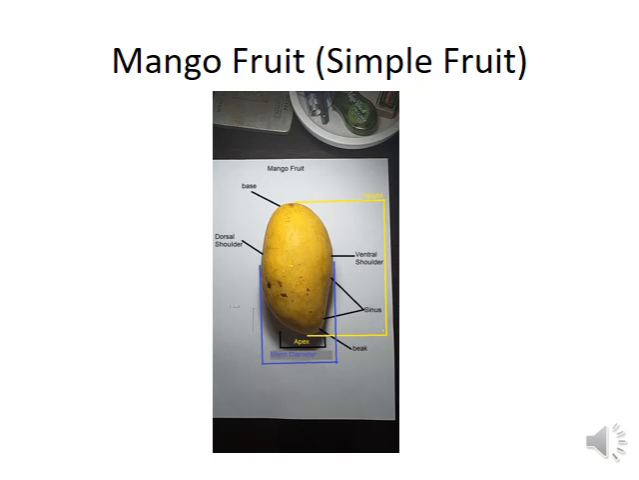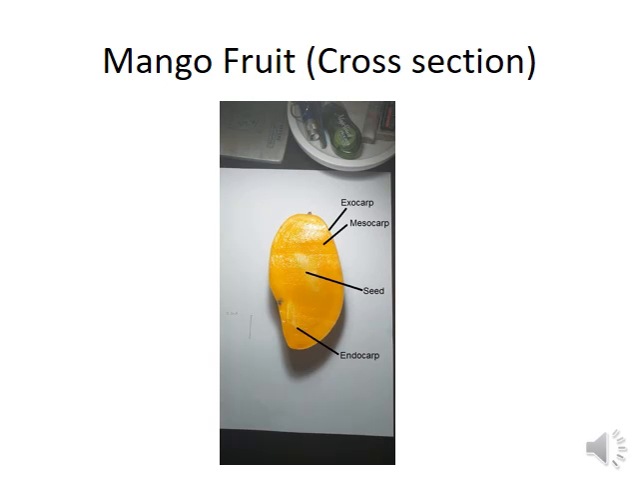So the mango fruit, it has a base, it has a height, it has a ventral and dorsal shoulder, it has a sinus leading to a beak, an apex, and a major diameter. So the mango fruit in the cross section, it has an exocarp, a mesocarp, which is practically a majority of what we eat, the seed at the middle, and an endocarp.